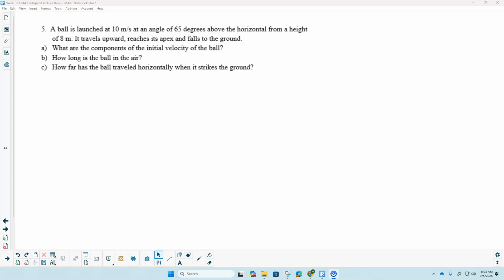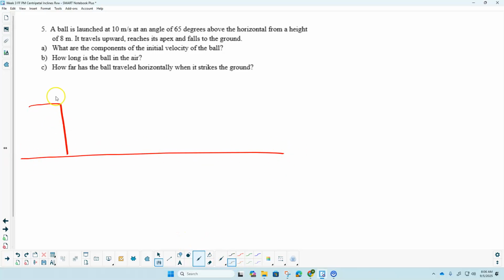All right, guys, so we're continuing on with this review. Now we're on to problem number 5, which deals with projectile motion. So we got a ball being launched from a height above the ground, and it's being launched at an angle, and it's going to undergo projectile motion.